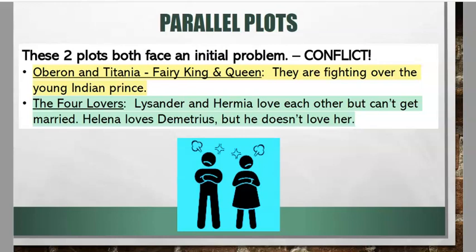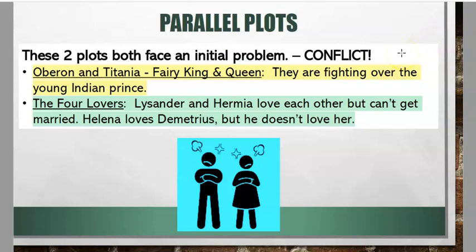Parallel plots. Now we know that there are three parallel plots. We have the fairies and the fairy world, and all the fairies are messing with the humans. We have the four lovers, and we also have the wedding of Theseus and Hippolyta and the craftsmen putting on the play performance at their wedding. Those are our three parallel plots.